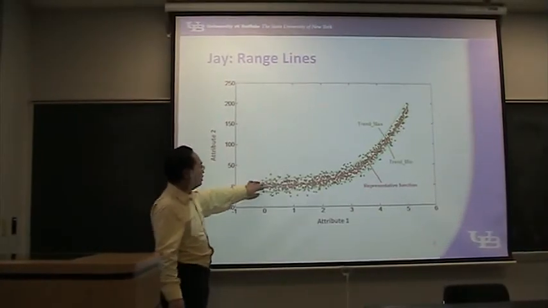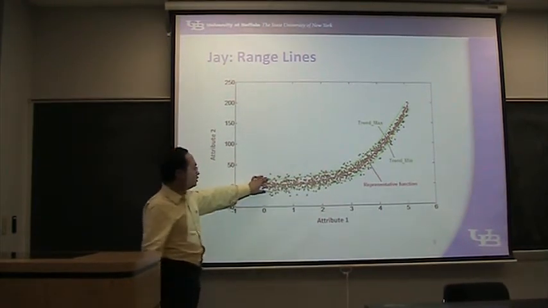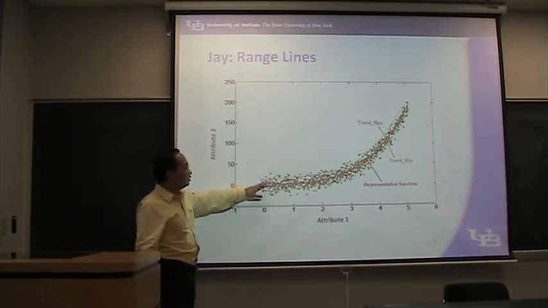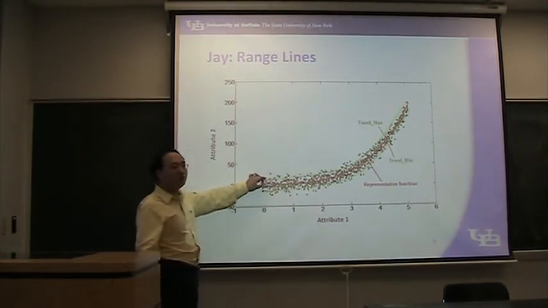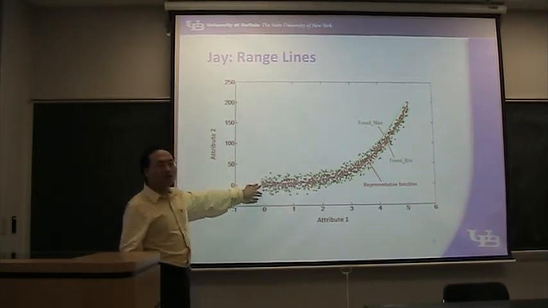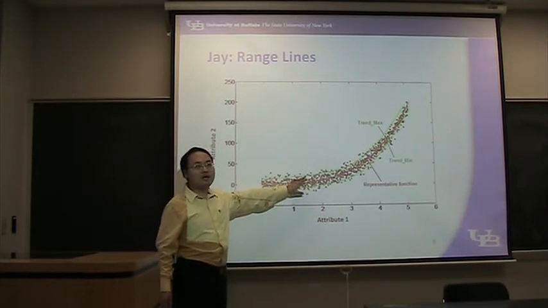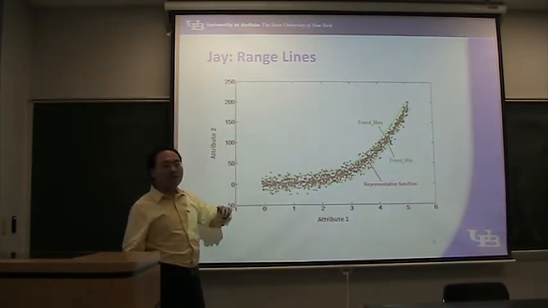He had a new idea. So he had a fitted curve, the red curve, but he also created two curves which are one standard deviation away from the fitted curve. The reason for doing that is he wanted to exclude some outliers. But Jay also made a mistake here.